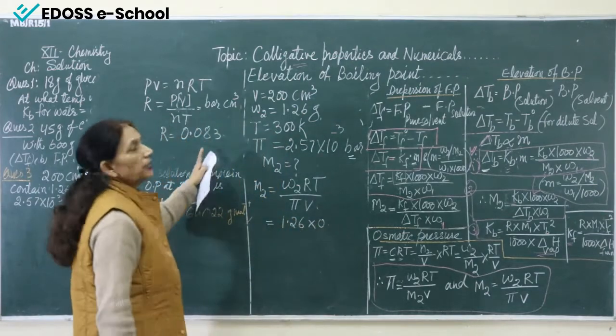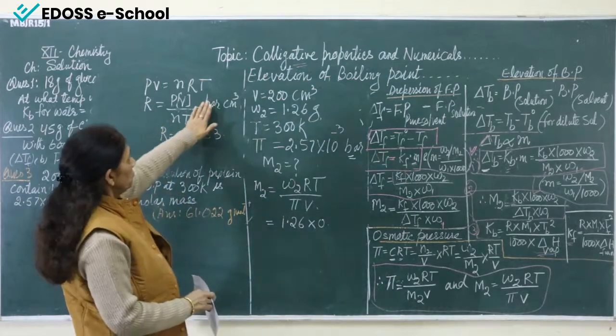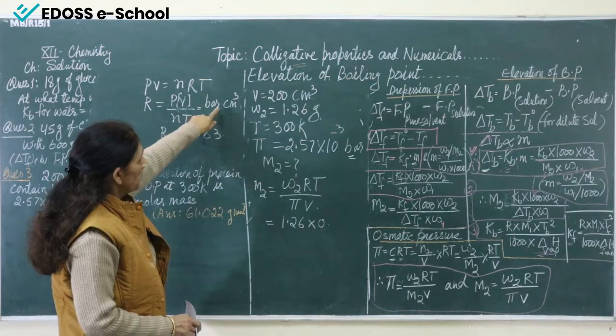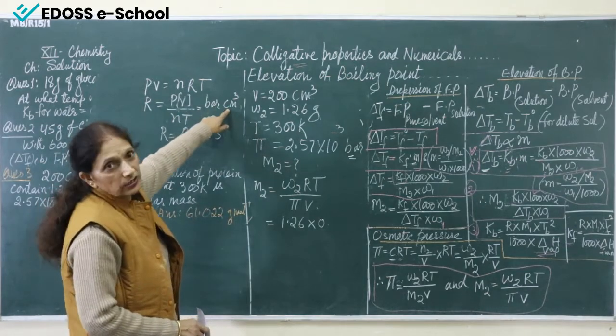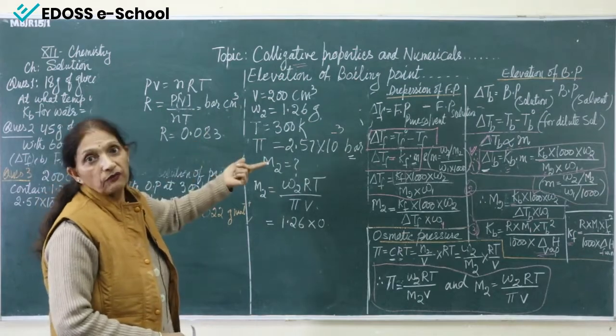Sometimes it is not given in the question paper, so you have to keep in mind that pressure is given in bar and volume is given in centimeter cube. Sometimes the volume is given in liter, and then it is a different value.